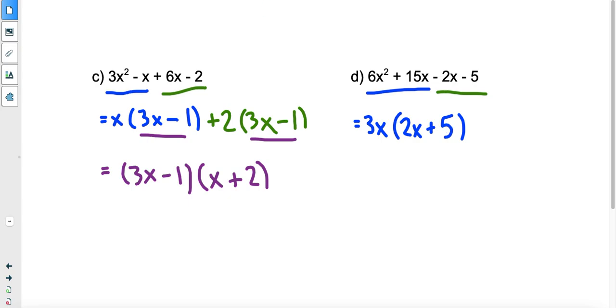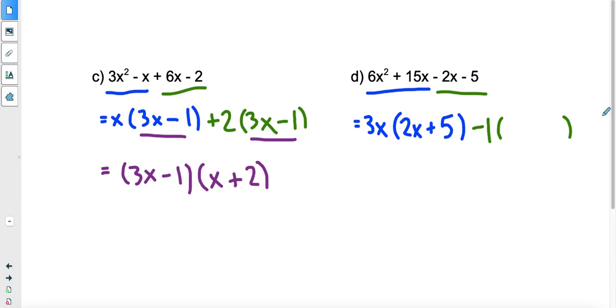Next, I'm going to want to common factor out my last two terms. So I'm going to need to think about what goes into both negative 2x and negative 5. Well, negative 1, right? Negative 1 goes into both negative 2x and negative 5. So I can common factor out a negative 1.